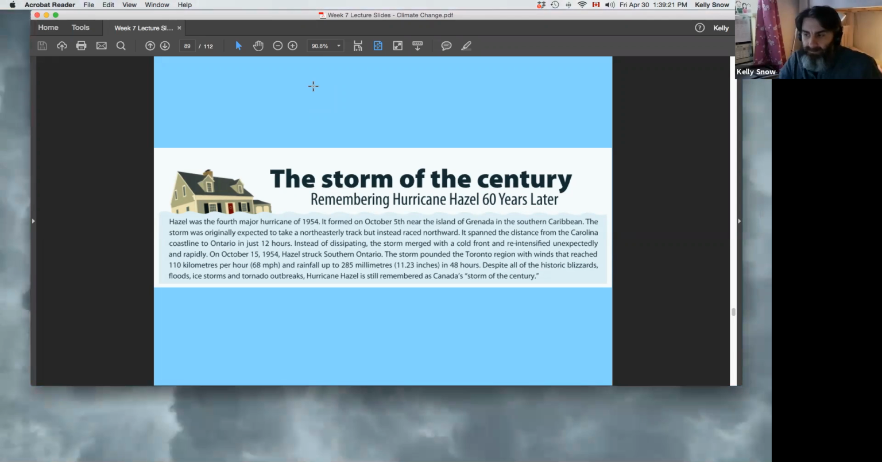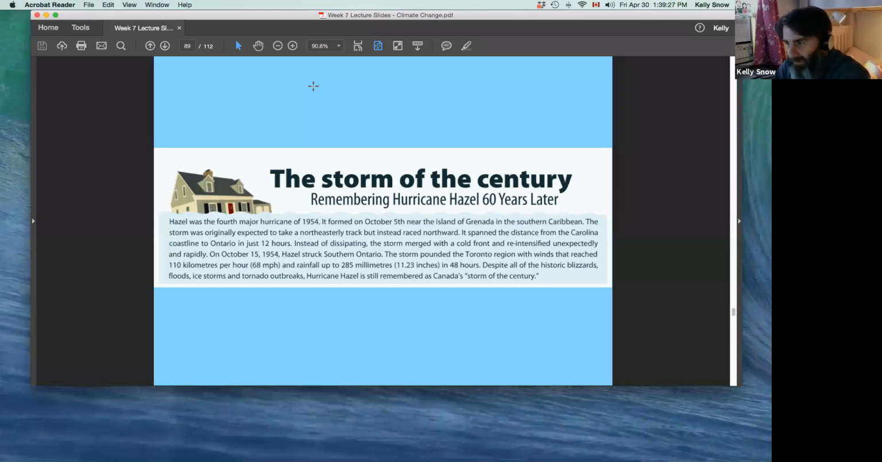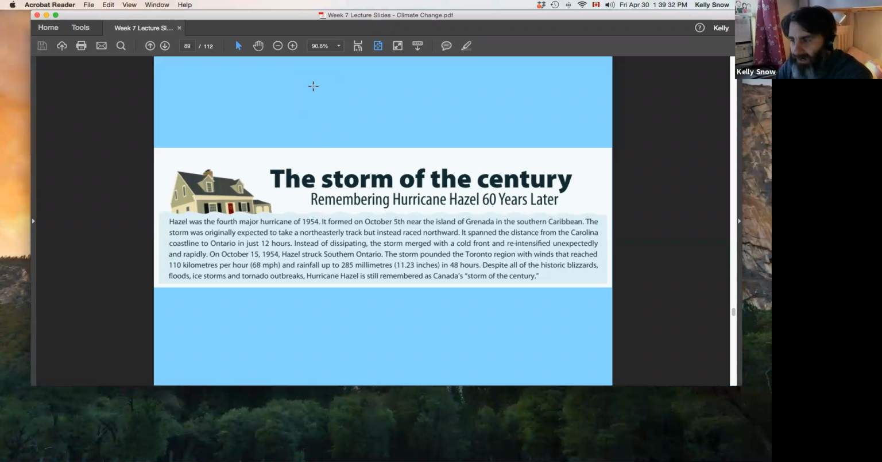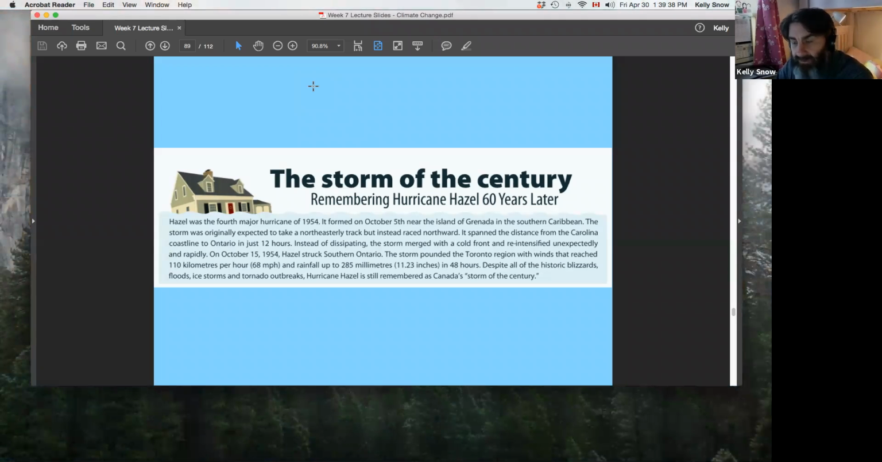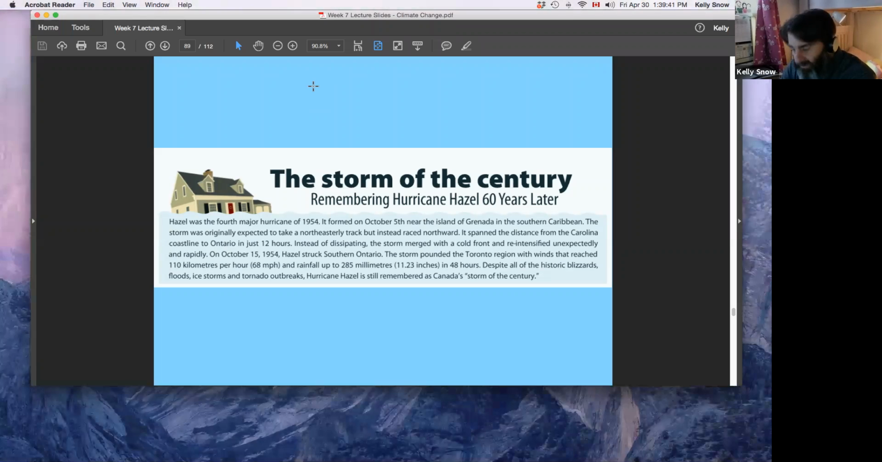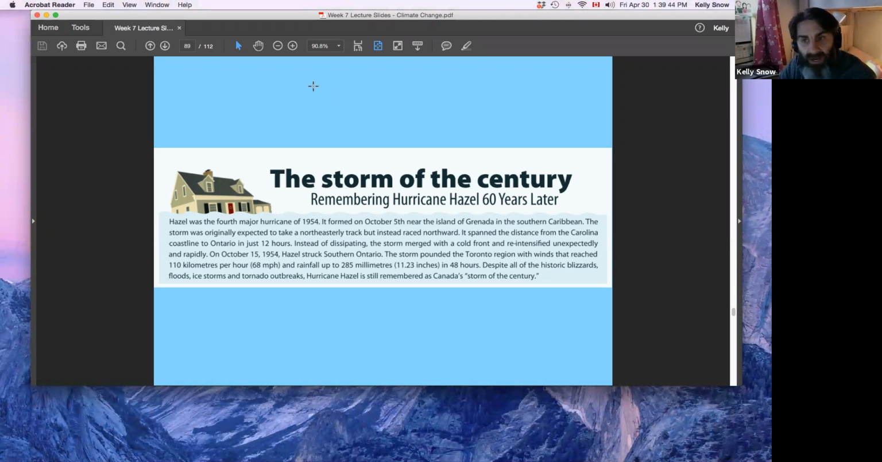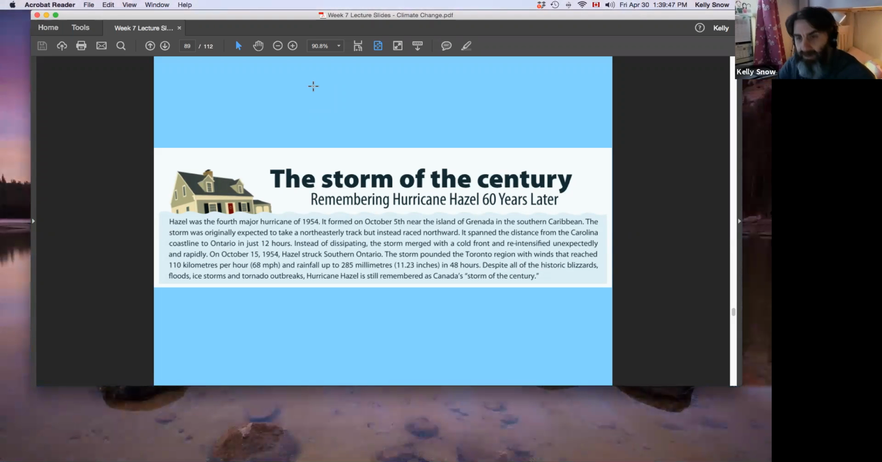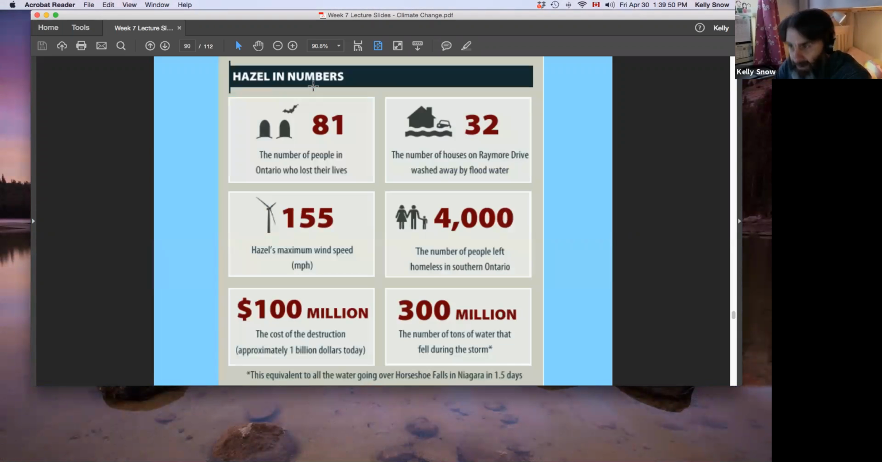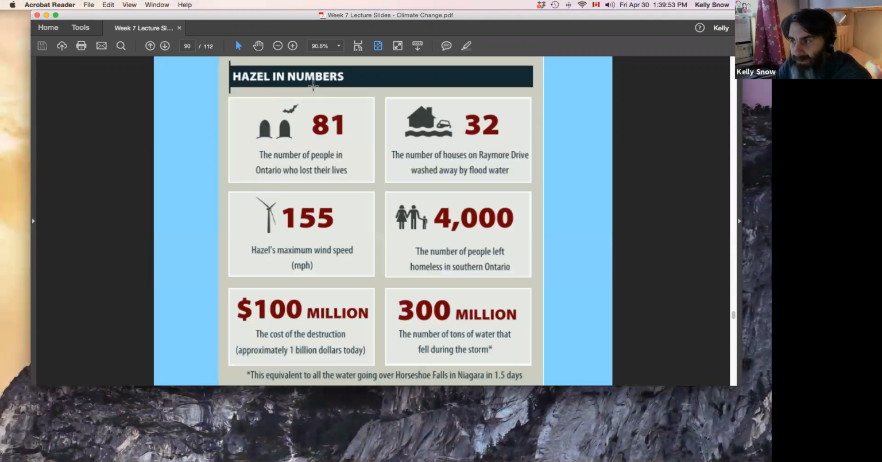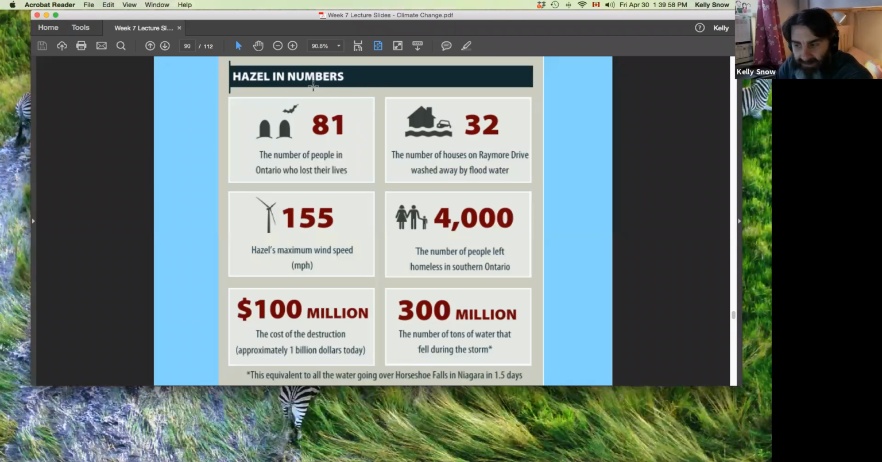And so there were a lot of people that lived in ravines, and basically because of the saturated ground due to the previous rainfall, the amount of rain that fell, which was ultimately 285 millimeters in just 48 hours, had to flow over the streets into the ravines. It washed houses away. It caused an immense amount of damage. And 81 people lost their lives. 32 houses were washed away. 4,000 people were left homeless. And in today's dollars, it was about $1 billion of damage.